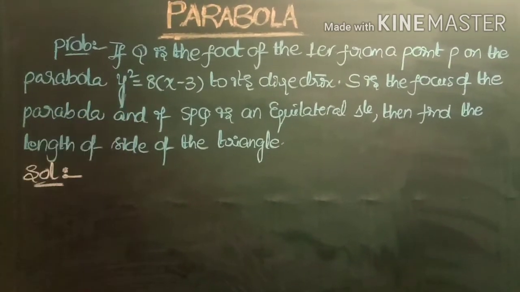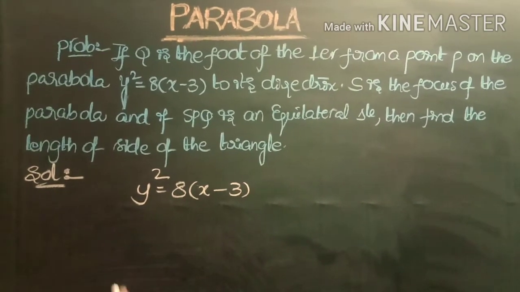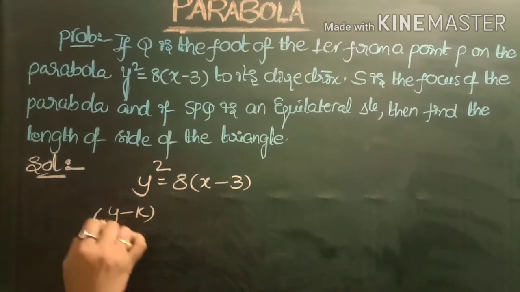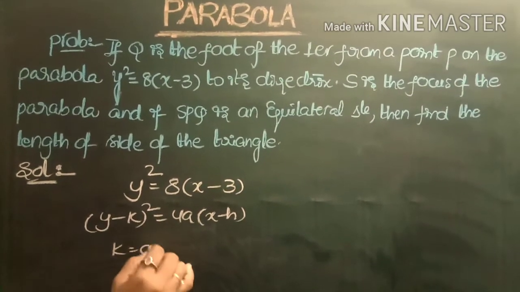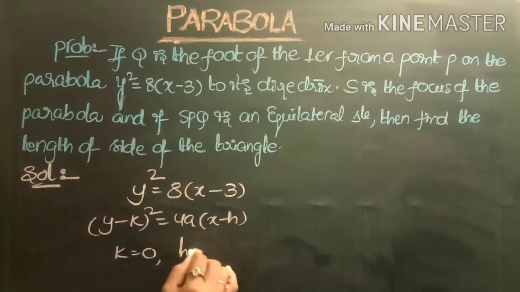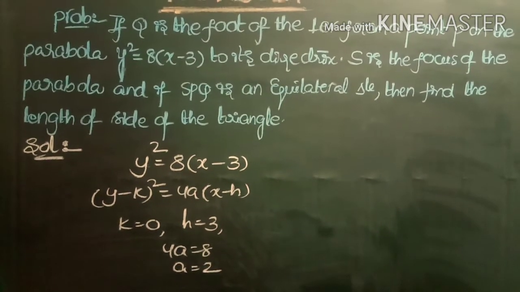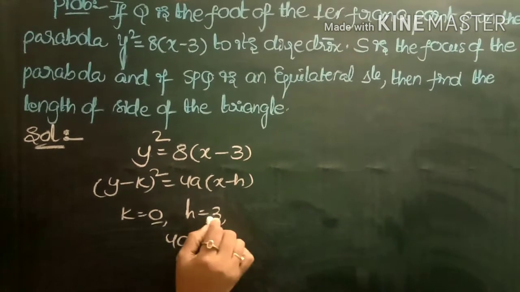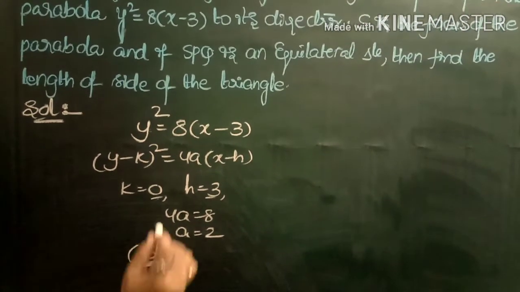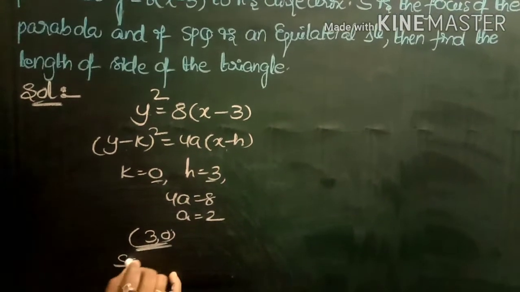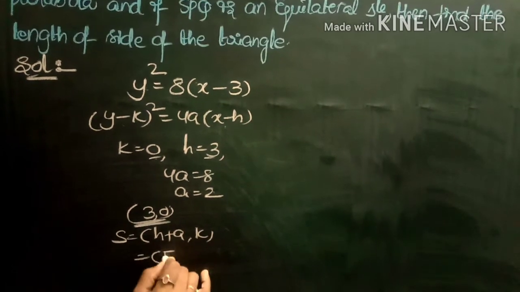parabola to its directrix. So here one parabola is given, that is y squared equals 8 into x minus 3. When we compare this equation with y minus k whole squared equals 4a into x minus h, then we get the value of k equals 0 here and h equals 3 and 4a equals 8, then the value of a equals 2. So here clearly we have that the vertex is (3, 0). This is the vertex, and for the focus we take the focus formula as (h plus a, k), that is 3 plus 2, that is (5, 0).